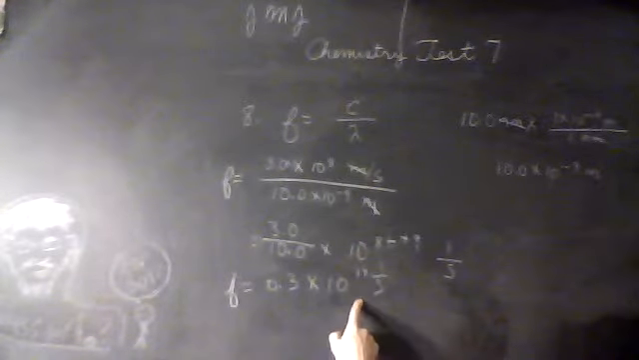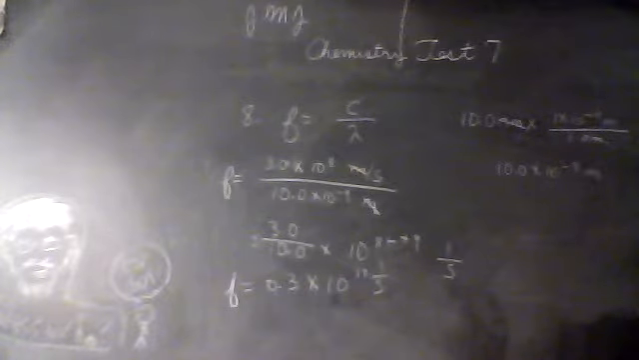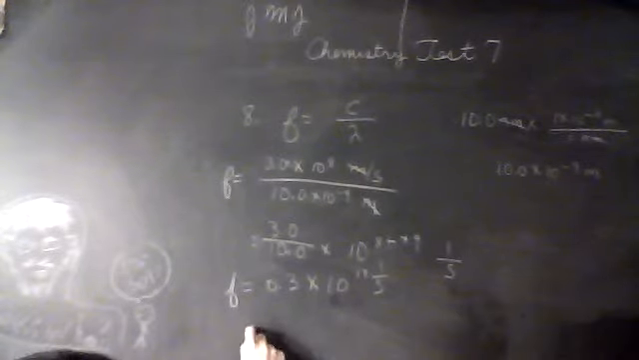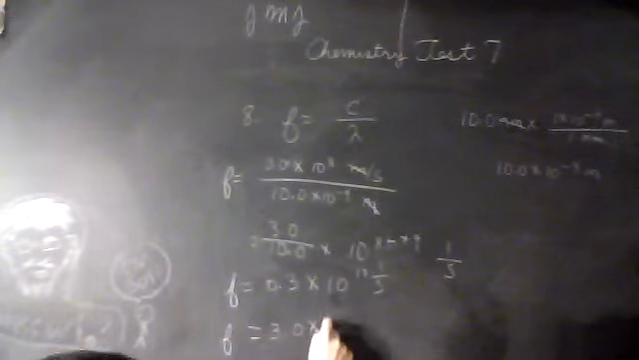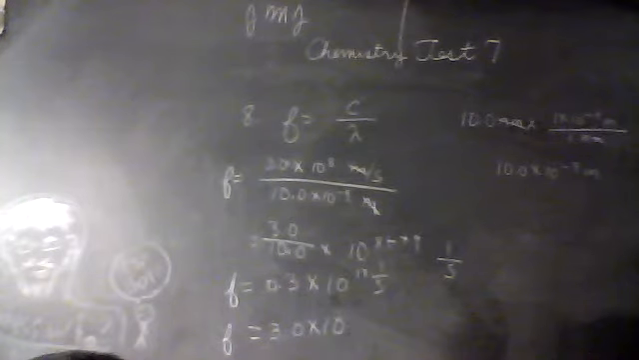But this isn't the correct way to express this. I do want to express it with scientific notation, so I want to make this 3. The wavelength I'm given has 3 significant digits, and the speed of light that I'm given has 2 significant digits. So my answer will be expressed with 2 significant digits in scientific notation. So I'm going to say frequency equals 3.0 times 10.